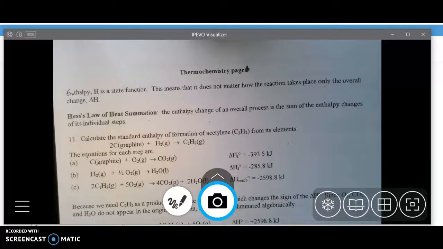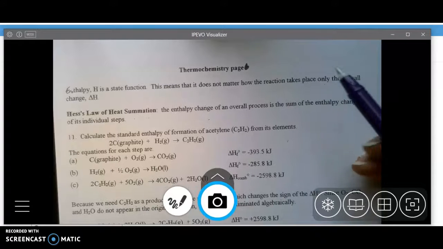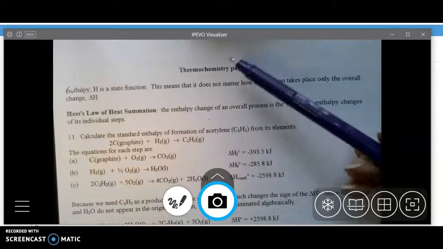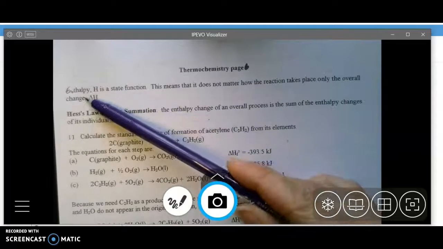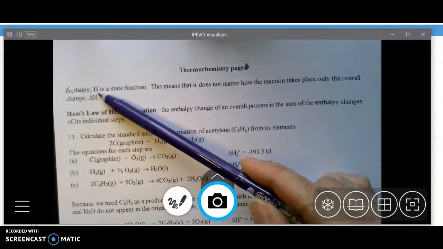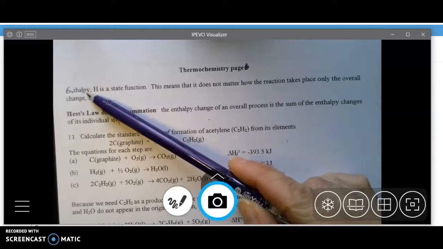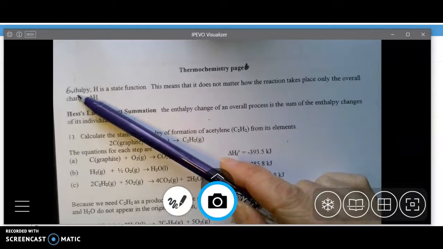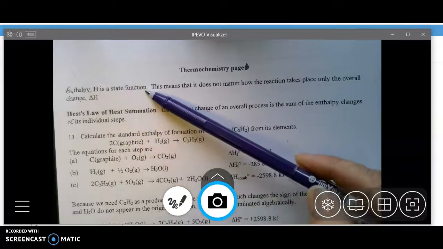All right, we're going to be looking at our last page of thermochemistry notes. Enthalpy, which is any of your delta H, or H values. So again, delta H is change in energy. So whether it's formation, reaction, combustion, those are all what are called state functions.